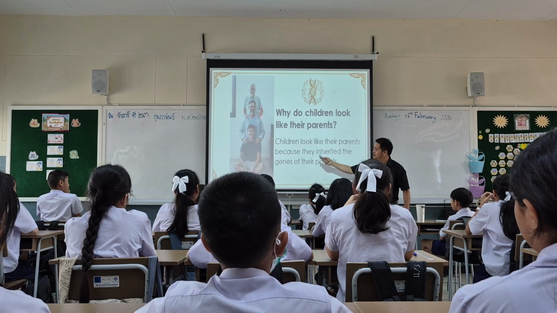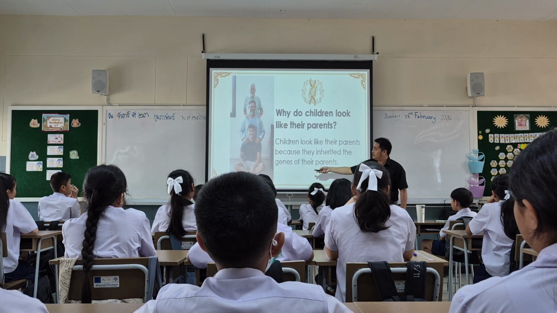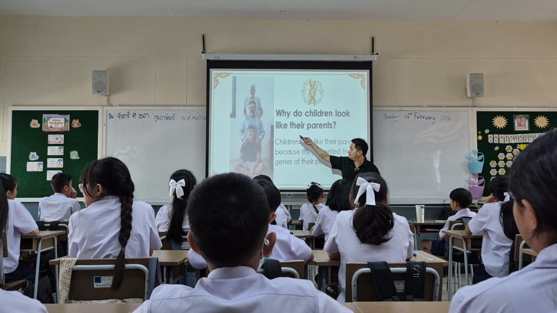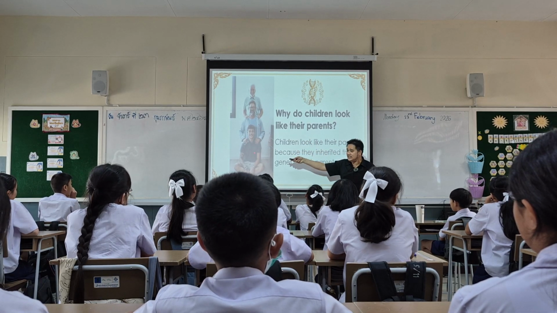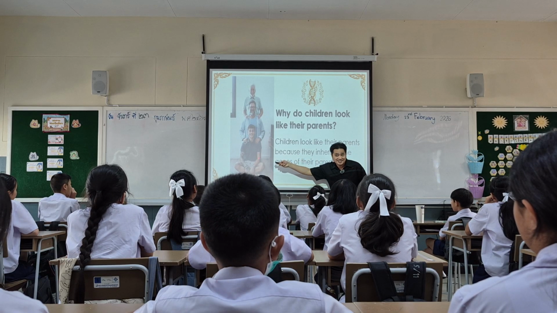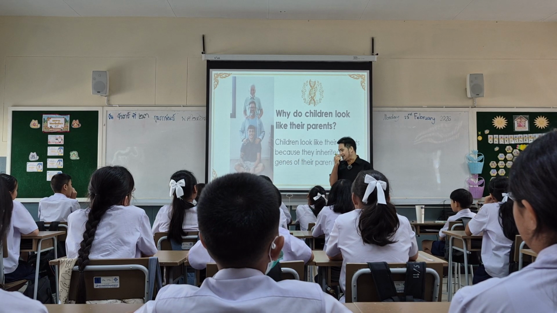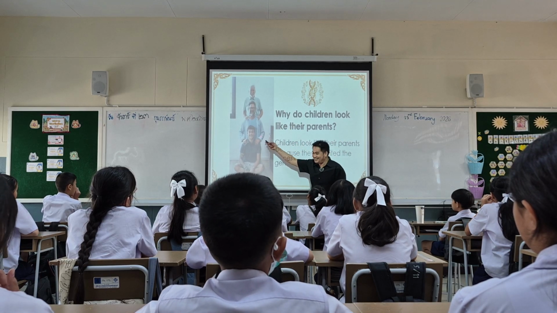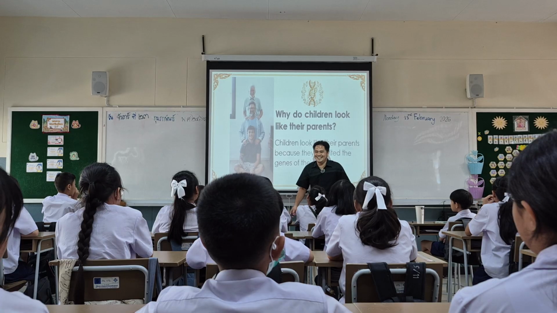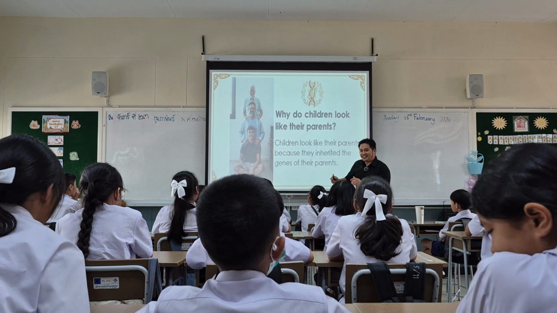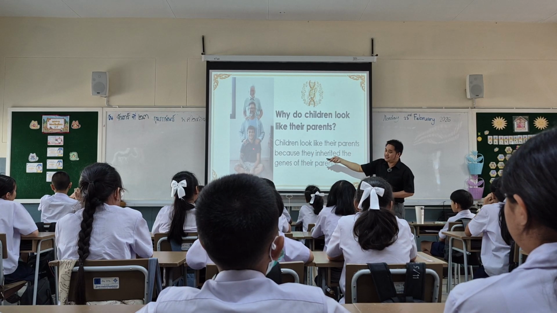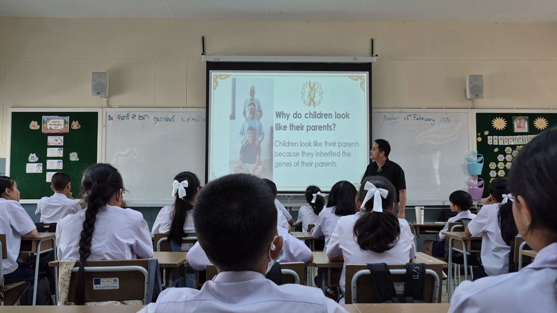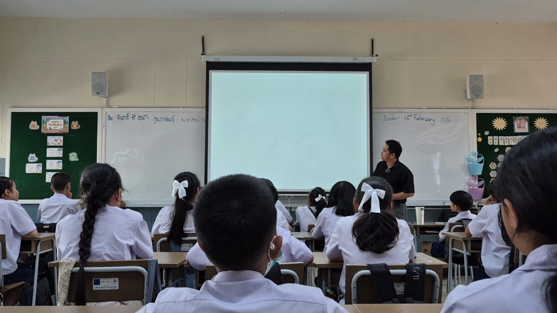Okay, so look at this picture. We have here three generations of one family. We have grandfather, we have father, and a son. I hear somebody said grandfather, father, and father to be. So this is the son, the grandson of the grandfather. Now let's move on.